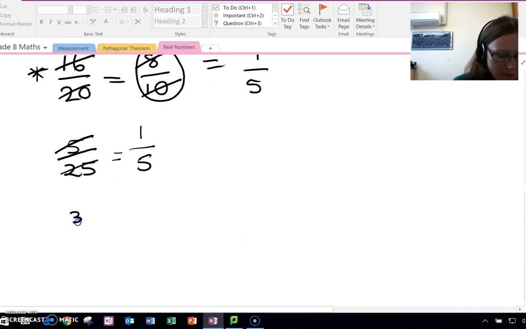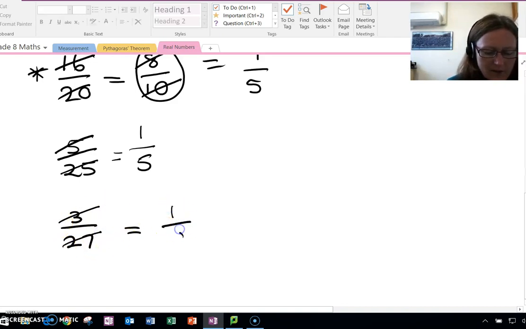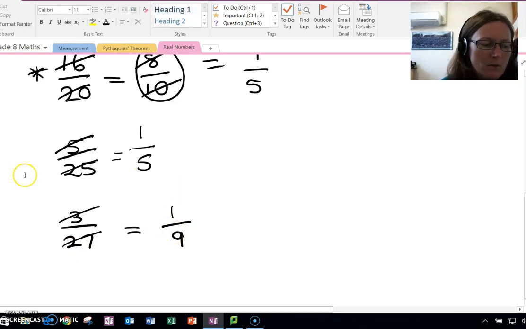One more. 3 over 27. Is there a number that goes into both of those? The answer is yes. 3 goes into itself once. 3 goes into 27 9 times. So just remembering we should always write fractions in simplest form.